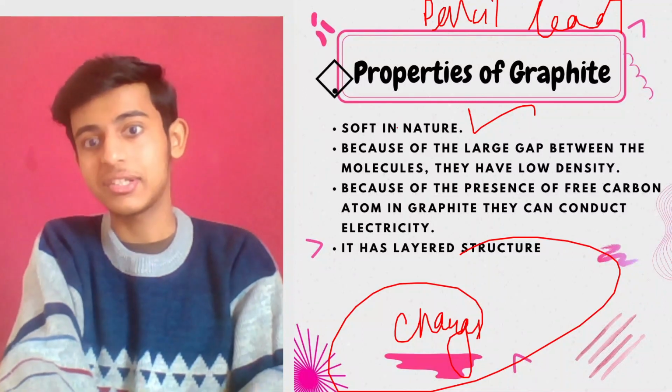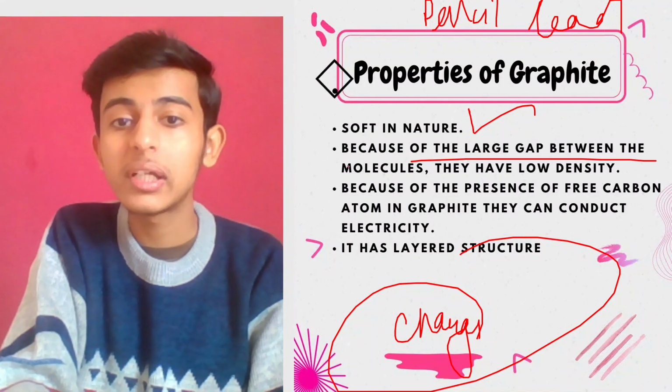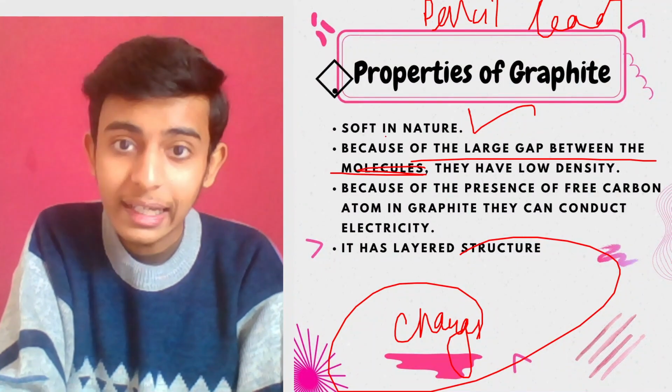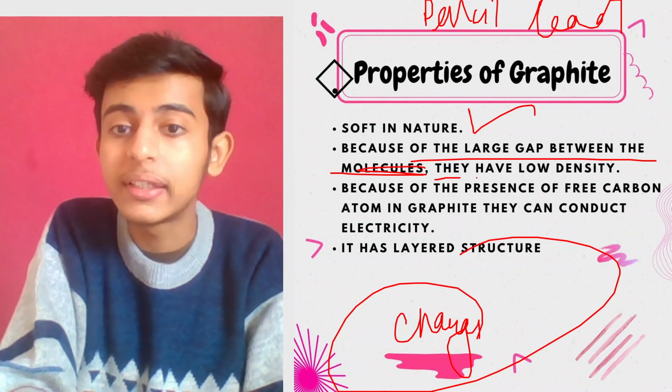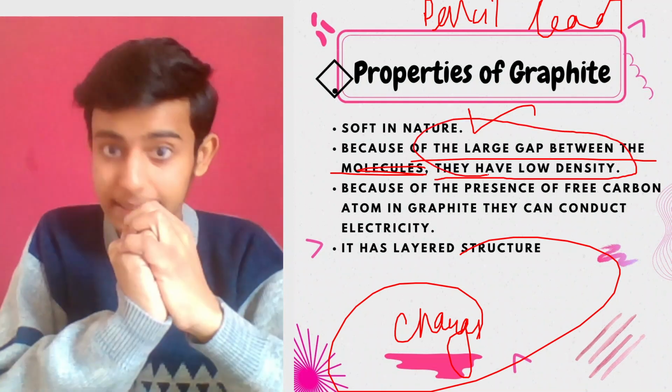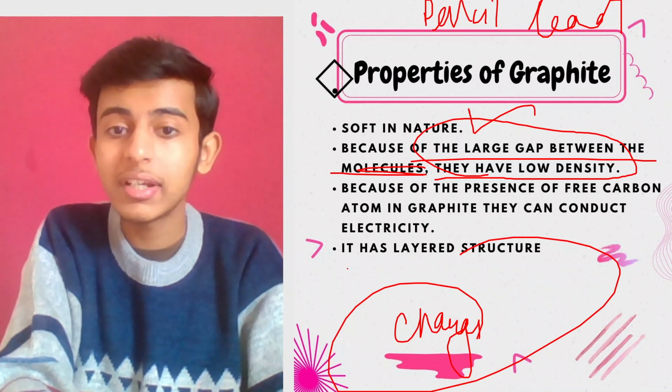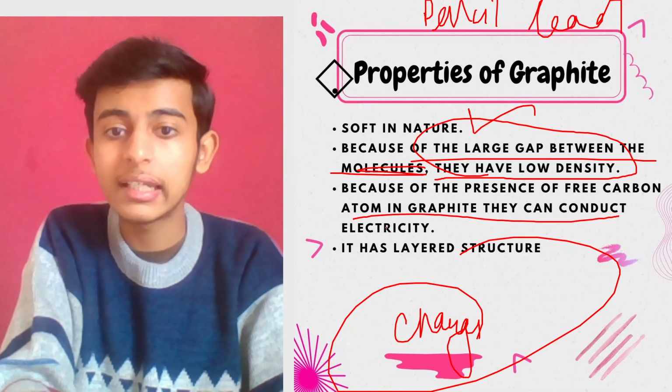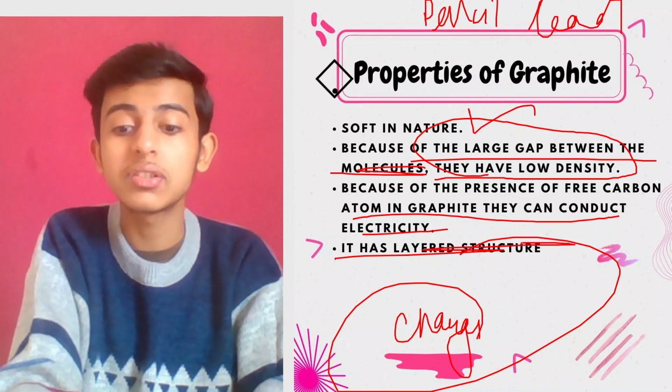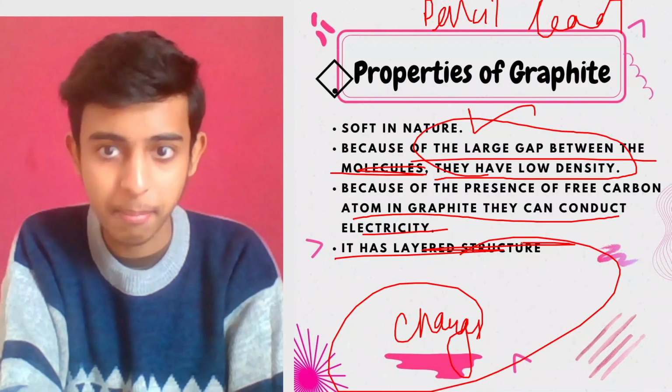Why? Again, the question comes. Because of the large gap between the molecules. It is not tightly packed. Because of that gap, they have low density. They are not dense, right? Because of the presence of free electrons in graphite, they can conduct electricity, and it has a layered structure, not a compact structure. Remember that.